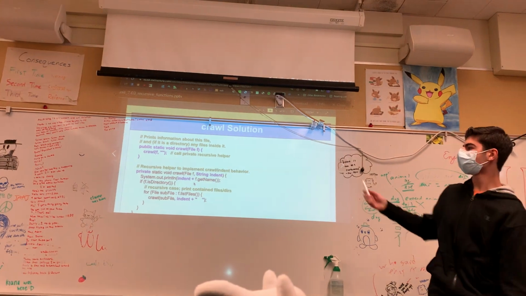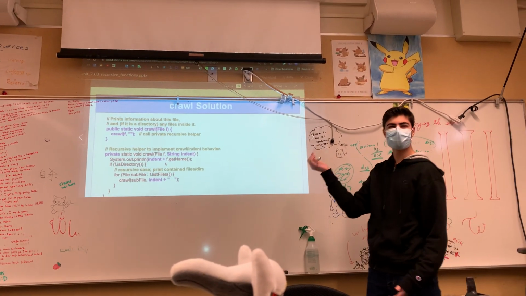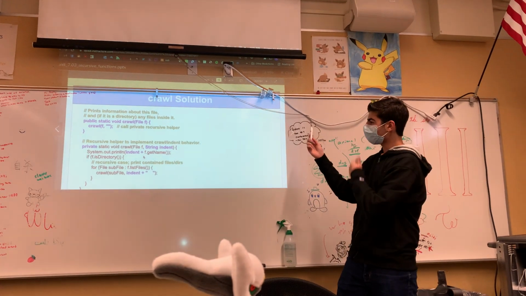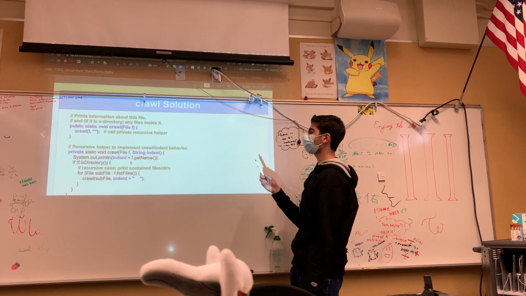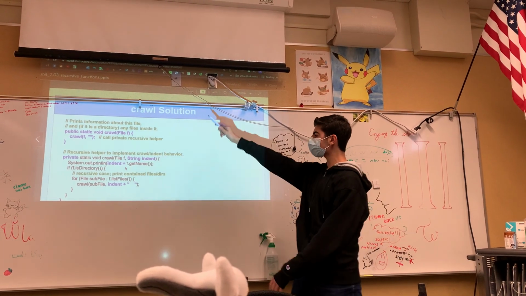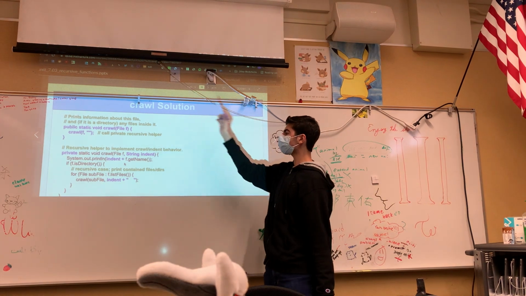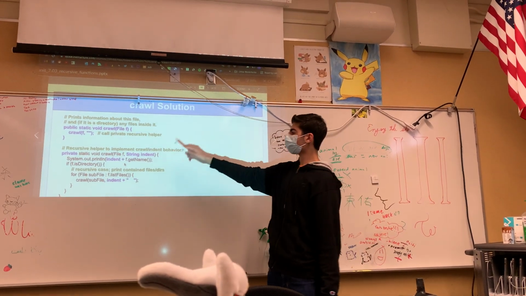Alright. Here's the solution. Was there a problem? Like, what is the solution for? Okay. So it prints the information about the file, and if it is a directory, any files inside of it. So public static void crawl(File f), and then an empty string. And we have private static.